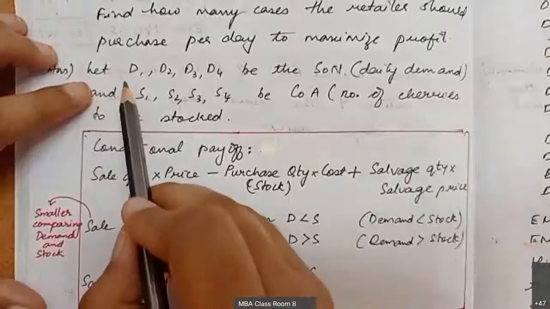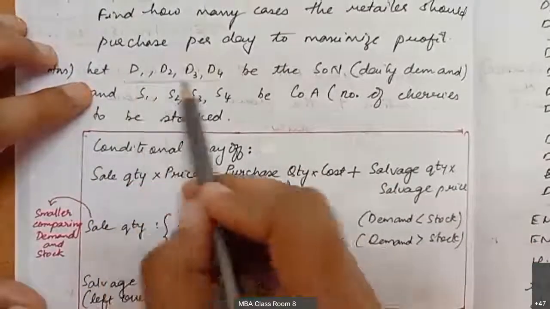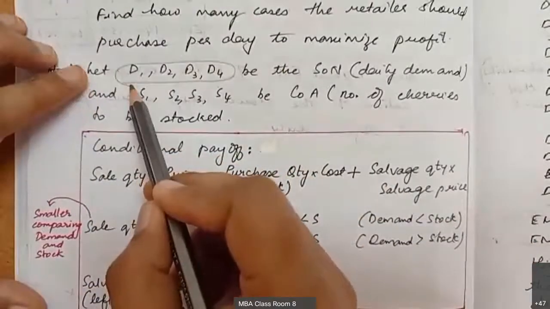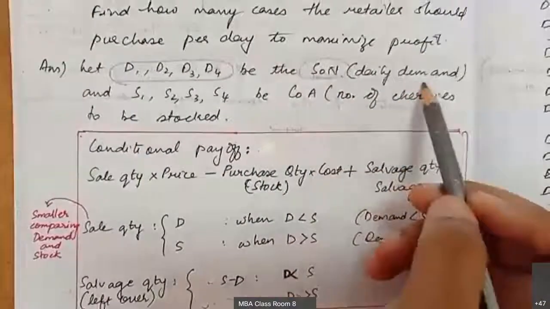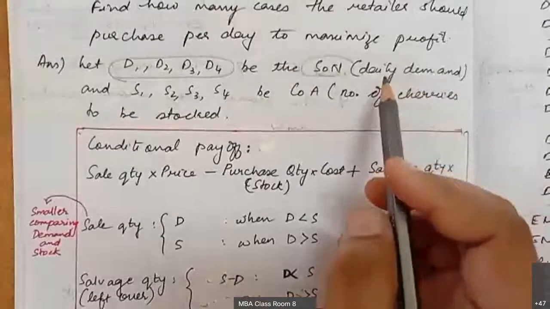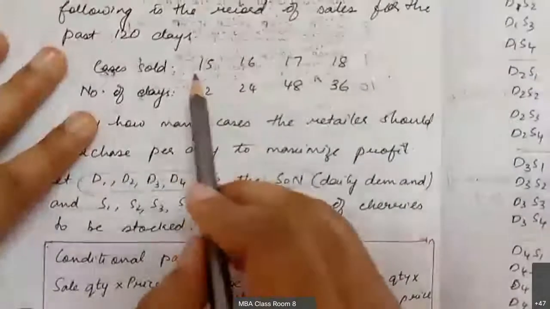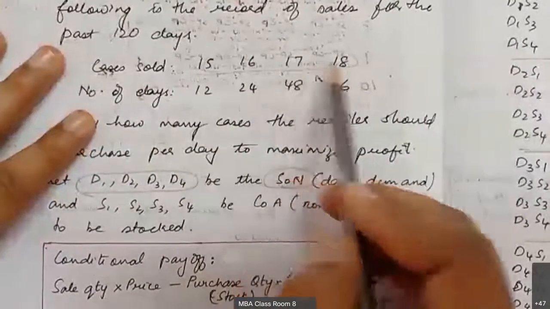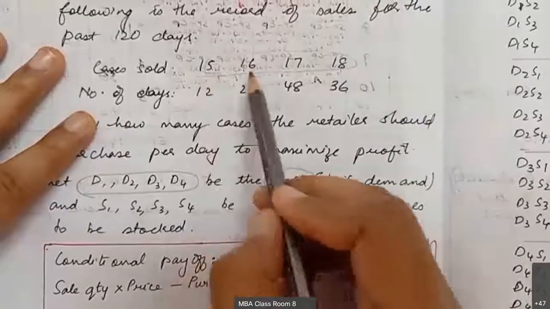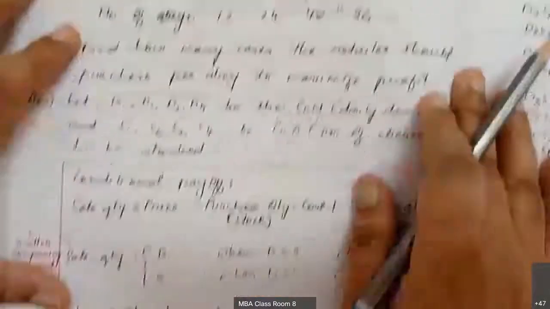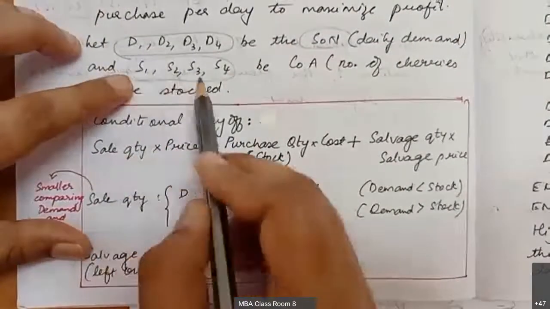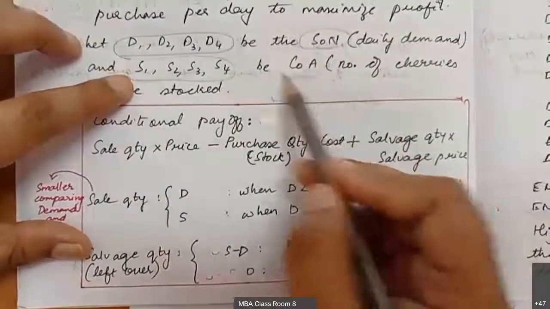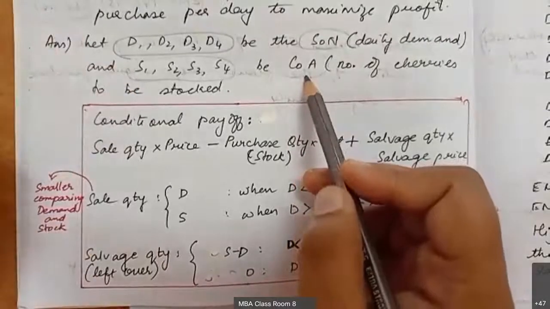So similarly, in the previous question, we took D1, D2, D3, and D4 as the demand. Now we are taking that as the states of nature. This is the daily demand. That is how many cases? 15 to 18 cases. So 15, 16, 17, 18 will be D1, D2, D3, and D4. Similarly, we have S1, S2, S3, and S4. That is COA. COA means the customer's options.